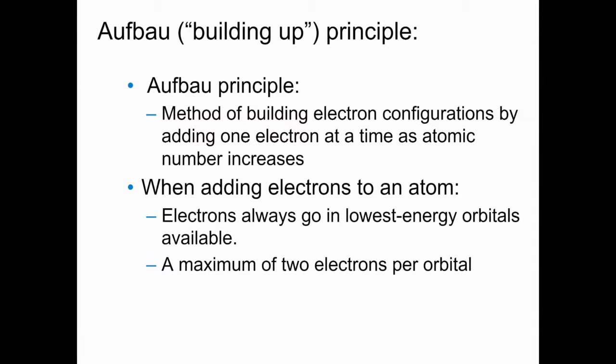So Aufbau is the building up principle. It's a method of building electron configurations by adding one electron at a time as the atomic number increases. When you're adding electrons to an atom, electrons always go in the lowest energy orbitals that are available, and a maximum of 2 electrons per orbital, like we talked about.